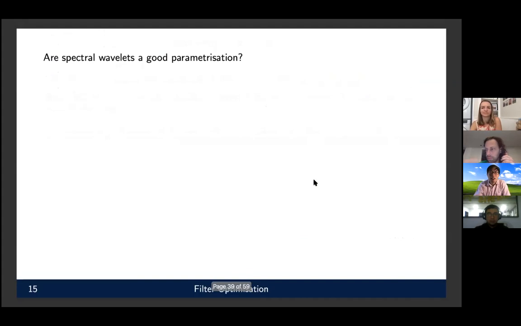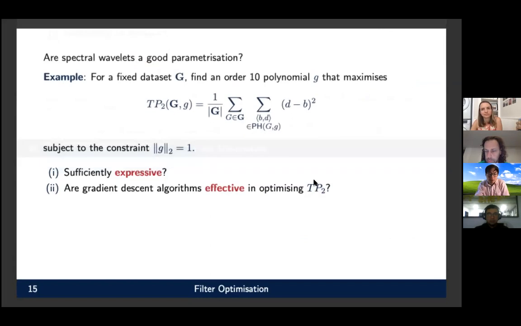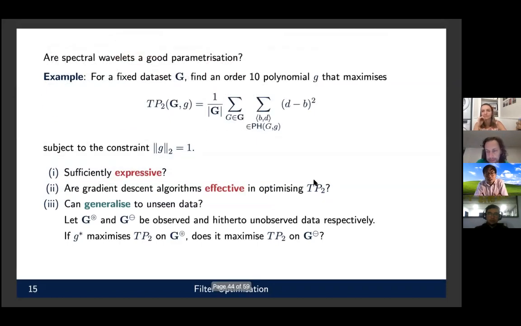So what does that mean as a question? Let's say we want to solve this task. We want to find an order 10 polynomial for a fixed data set that maximizes the total persistence. Is it sufficiently expressive, i.e., when we change our polynomial, does it actually change this sum of persistence? Does gradient descent give us something that's locally optimal? There are theoretical issues with how gradients change when we jump across strata. And can this generalize to unseen data, so that G is observed on G eyes open and hitherto unobserved data? If we learn parameters on G eyes open, does the polynomial G star maximize the sum of persistence on unseen data, G eyes shut?